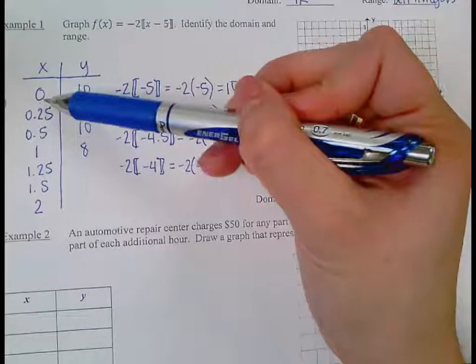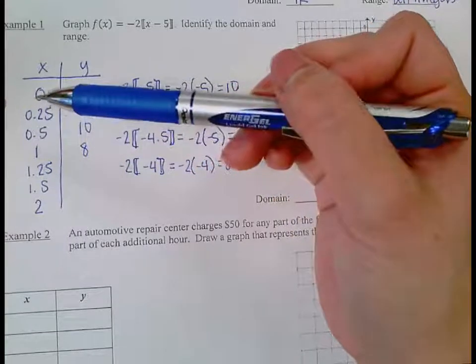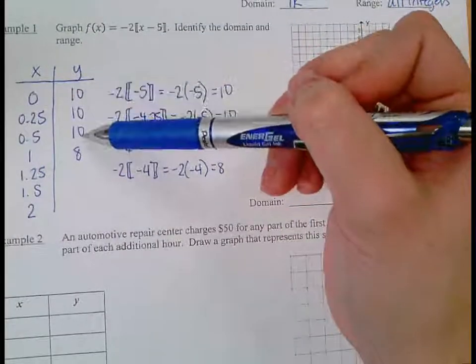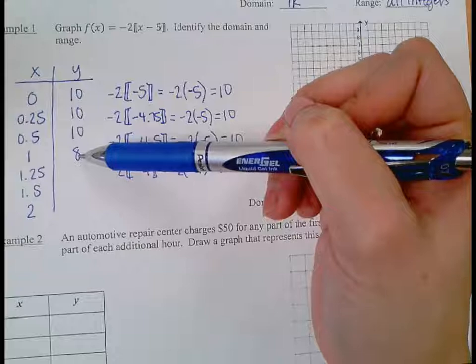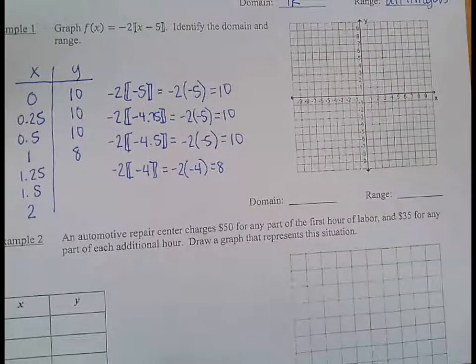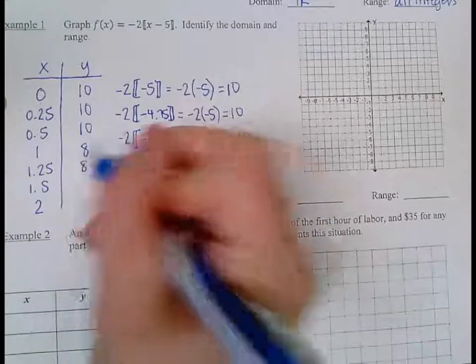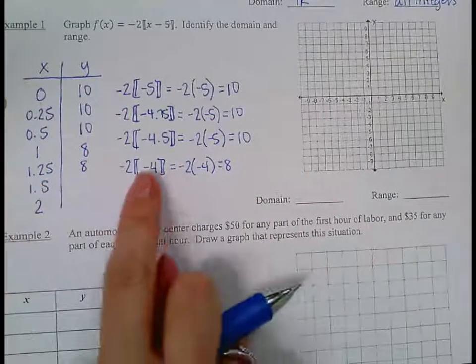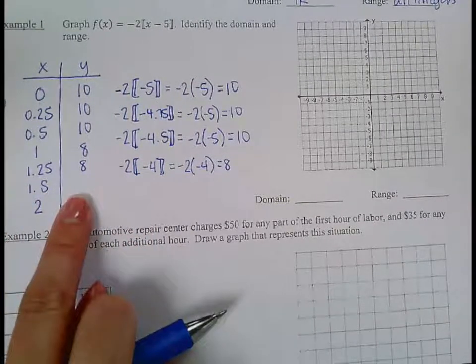Notice whatever decimal I would have plugged in between 0 and 1, even 0.75, or 0.8 or 0.9, all of those y values would have been 10. When x changes to 1, the next integer, the y value changes to 8. So this is where I say look for a pattern. If x is 1.25, what do you think the y value is going to be? 8. It's going to follow that same pattern because the greatest integer is still going to be rounding to that -4. If x is 1.5, what will the y value be?